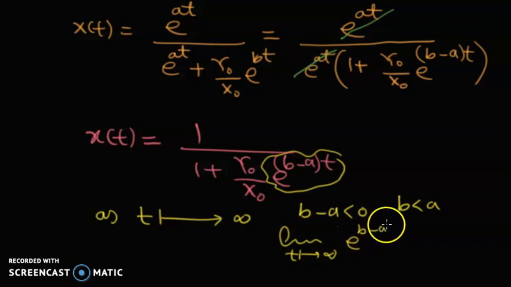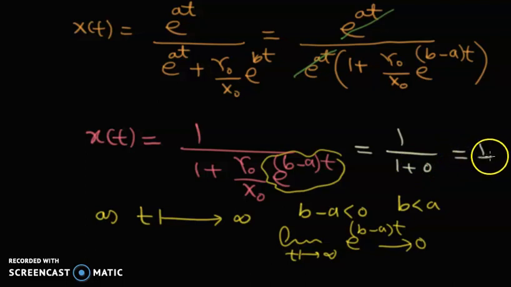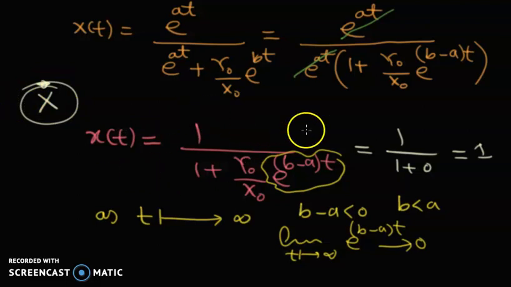E to the b minus a times t will move to 0, and this is a positive thing, so this is going to be 0, and as a result this will become 1 over 1 plus 0, which is 1. What does this mean? That means that as time passes more and more, in other words, in the long run, after a long time, the x species will dominate y.